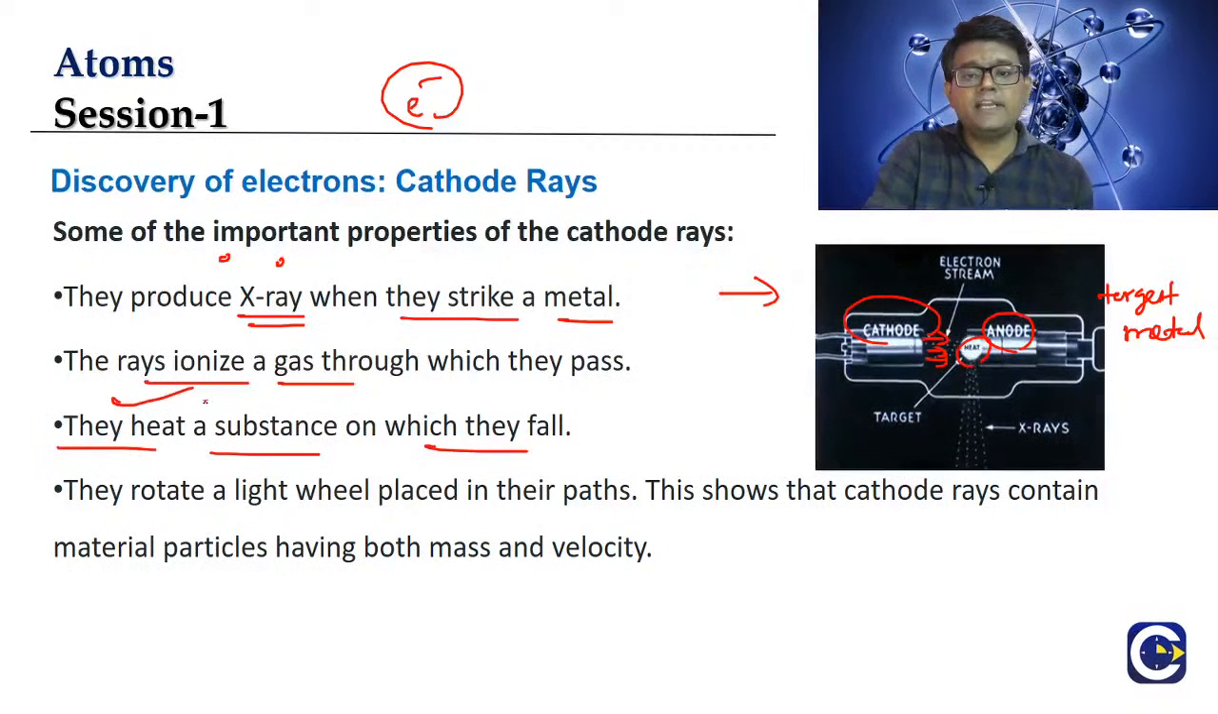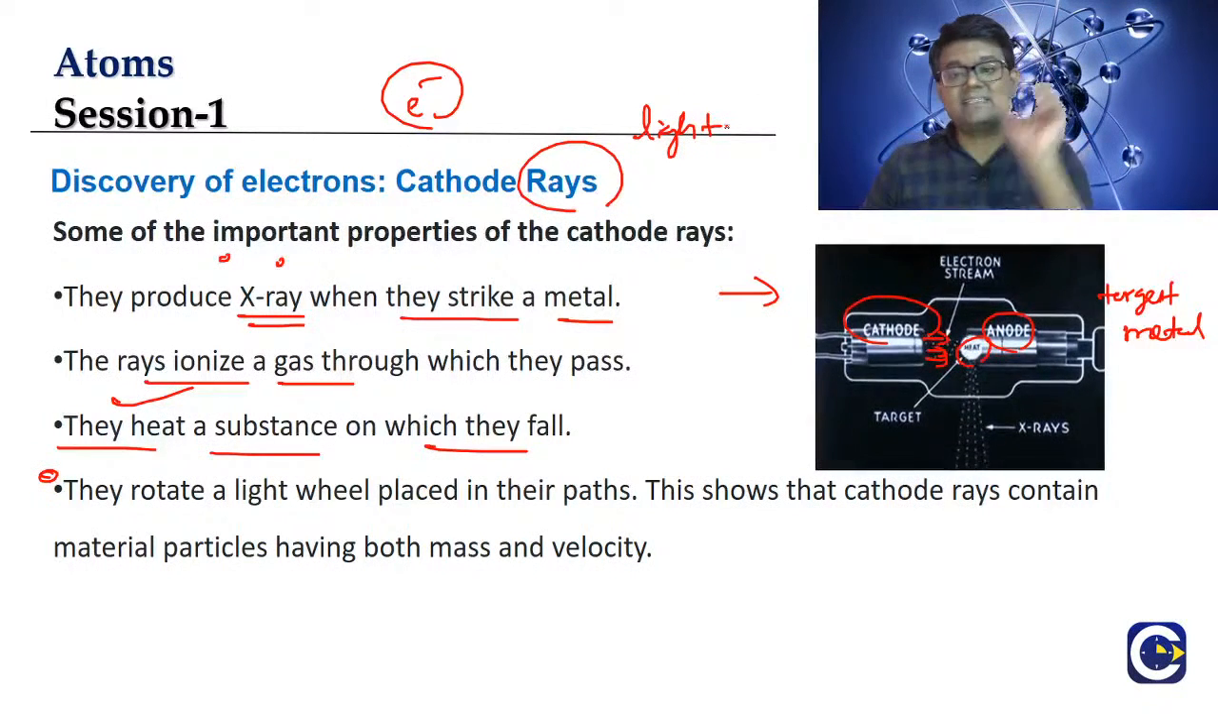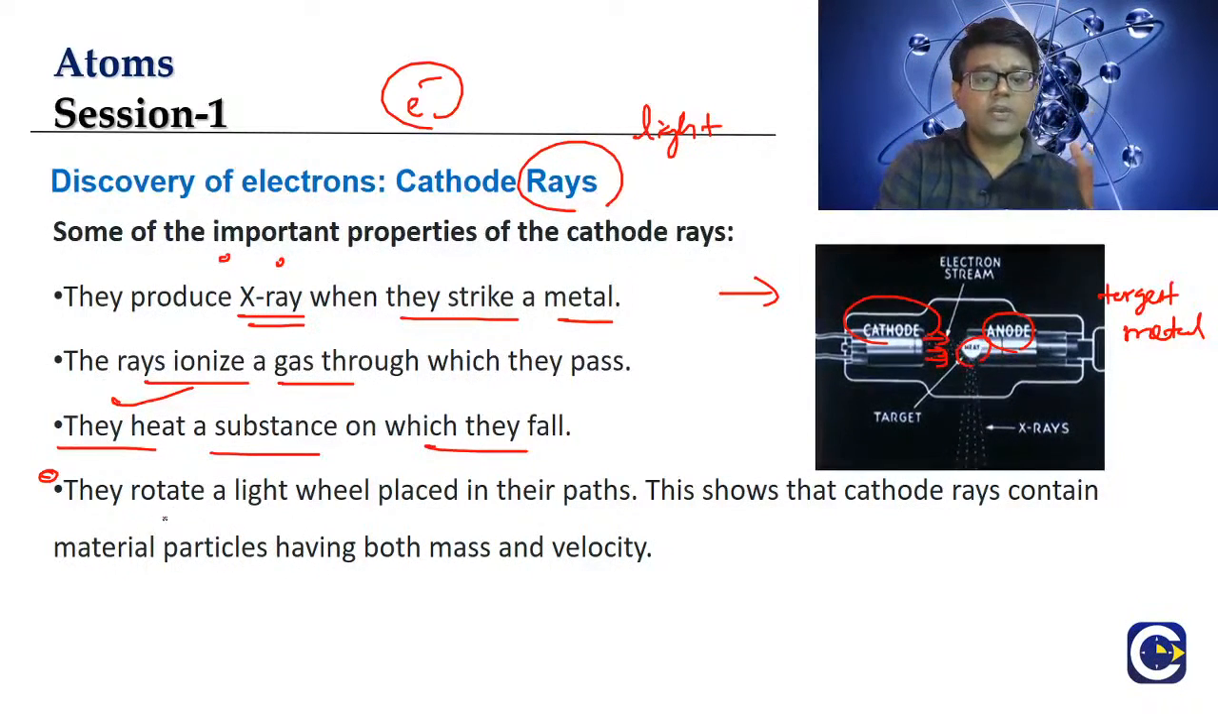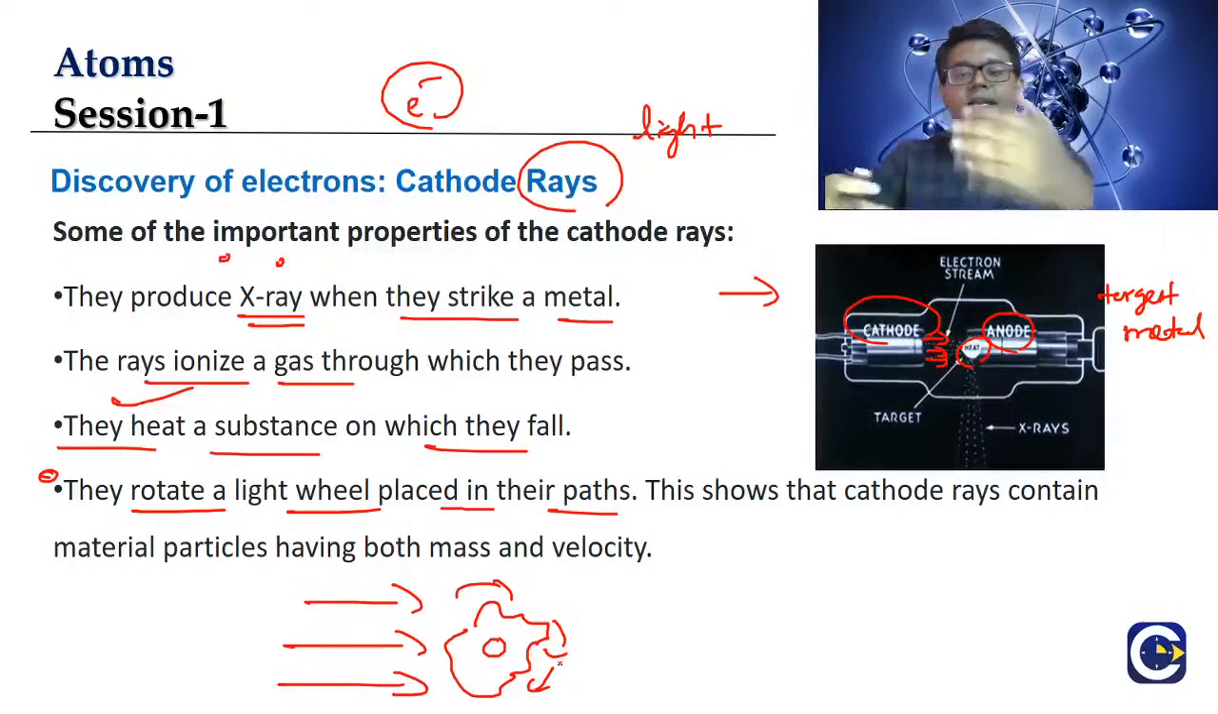And the last point here is a very important one, because this has changed the perception of people. Till now, people were thinking that cathode rays are actually rays, because the word ray is used in the context of light. We say X-rays. But this point has changed the perception of what these cathode rays are. These cathode rays rotate a light wheel placed in their path. If the cathode rays are coming like this and we keep a light wheel in the path, they are able to rotate the light wheel.